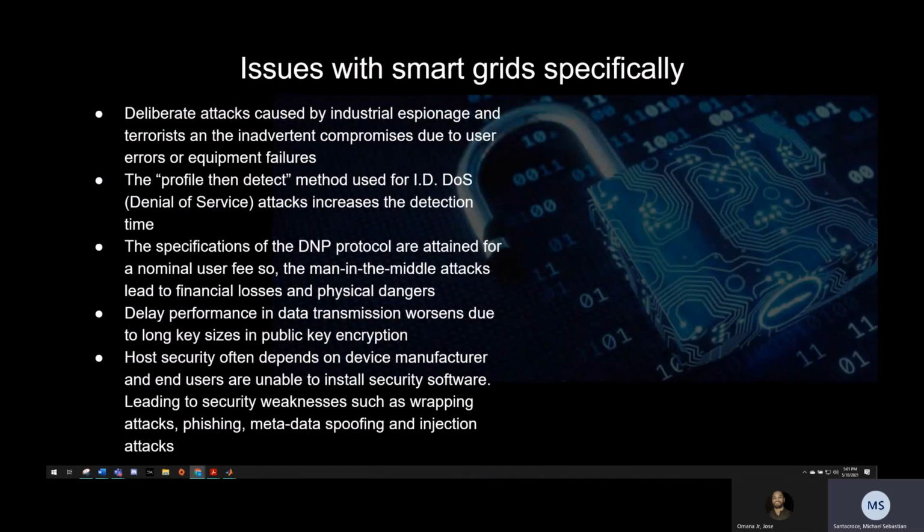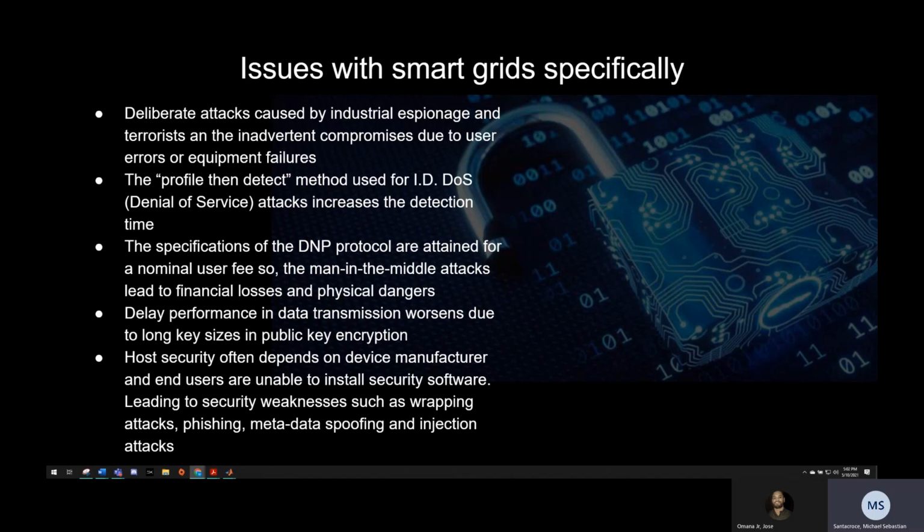Some issues with smart grids specifically include deliberate attacks caused by industrial espionage and terrorists, and the inadvertent compromises due to user errors or equipment failures. The profile-then-detect method used for DDoS attacks increased the detection time. The specifications of the DNP protocol are attained for a nominal user fee, so the man-in-the-middle attacks lead to financial losses and physical dangers. Also, delay performance and data transmission worsens due to long key sizes of public key encryption.